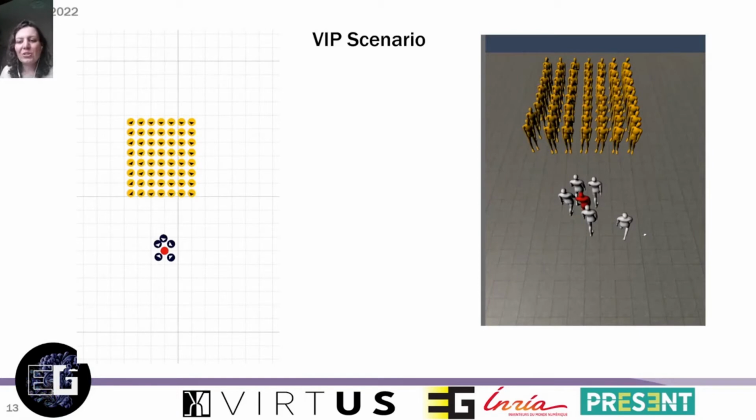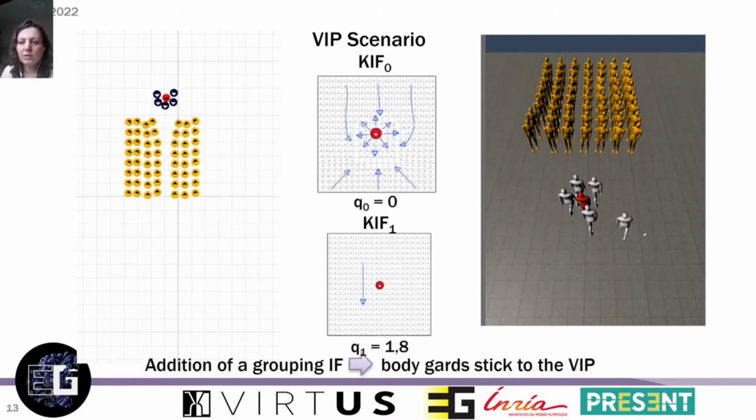Now we are going to show you scenarios. In this scenario, we have a public in yellow, a VIP that is controlled by the keyboard and is in red, and the source of the parametric field we just drew, and a group of bodyguards in black. The VIP is also source of a field especially for the bodyguards. This field is also a parametric field. When the VIP stops, they surround him, and when he moves, they follow close to him.